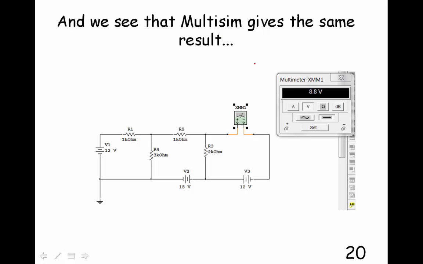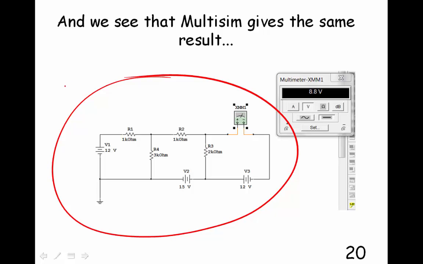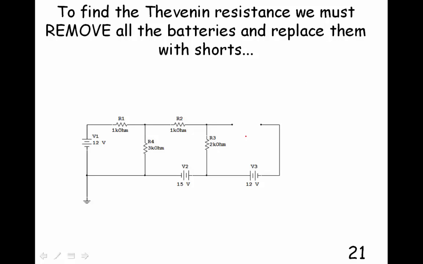Okay, so now we have our Thevenin's voltage, and I just hooked up Multisim really quick to check that, and sure enough, it is 8.8 volts when I have my positive terminal here and my negative terminal there. All right. To find the Thevenin resistance, we must remove all the batteries from our circuit.